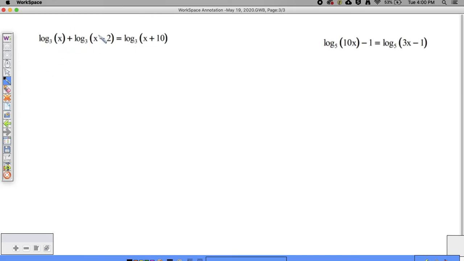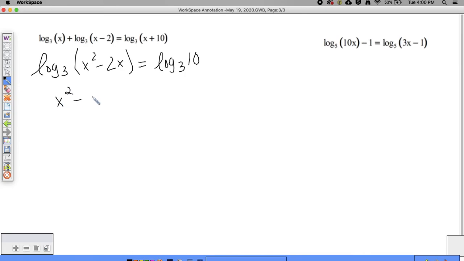So again, I'm going to condense these two right over here. So I can write this as log of, and if I multiply these two out, I'm going to get x squared minus 2x is equal to log base 3 of 10. Now, again, because the bases are the same, I can set these two things equal to each other. So I have x squared minus 2x is equal to 10. And now I have to subtract 10 from both sides because this is now a quadratic.